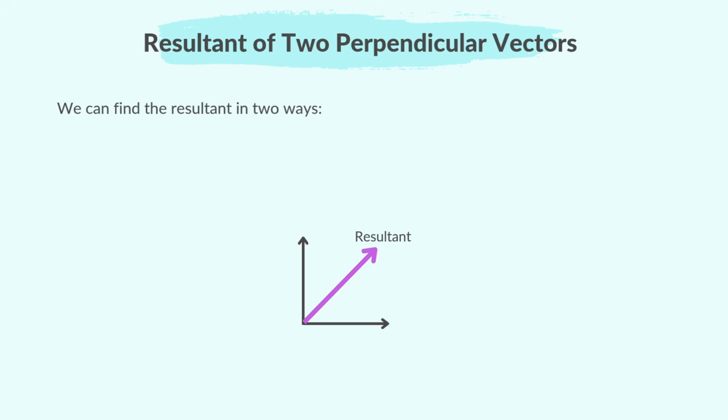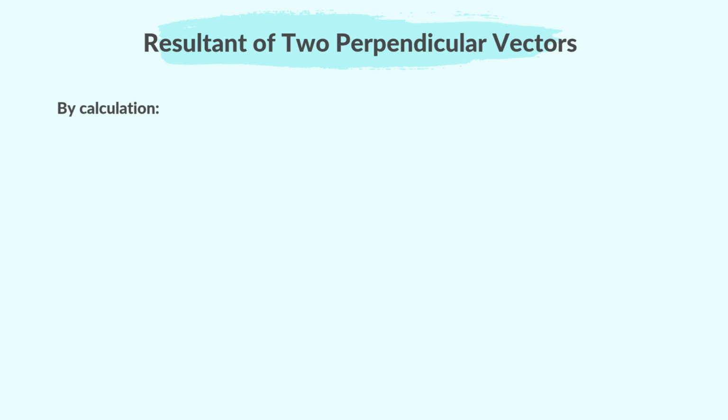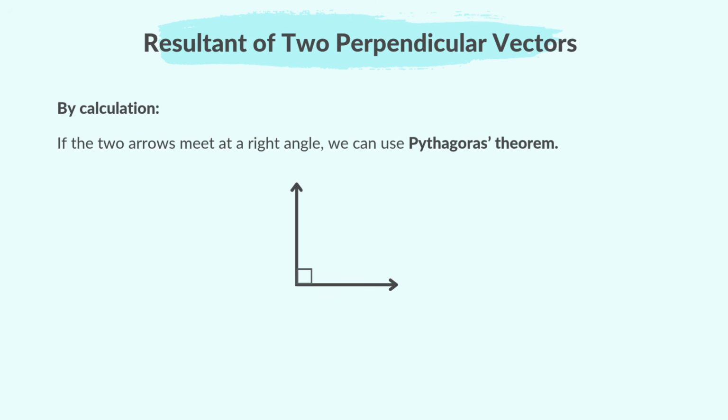We can find the resultant in two ways: by calculation, that is, by using math, or graphically, that is, by drawing. Let's get into more detail. How to find it by calculation. When you are given two vectors at right angles, you use Pythagoras' theorem to find the resultant.